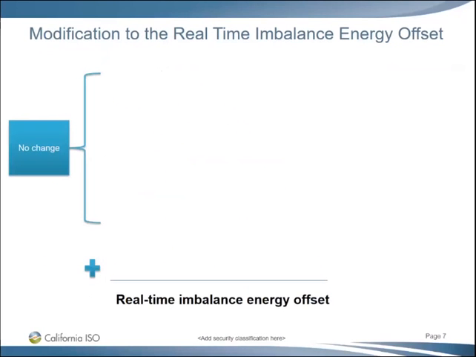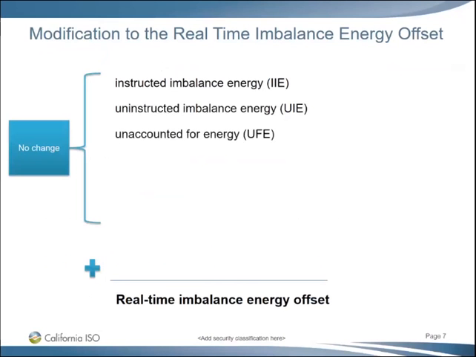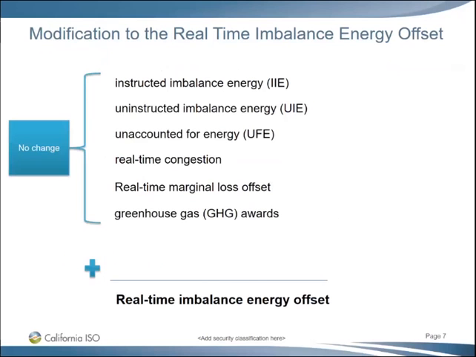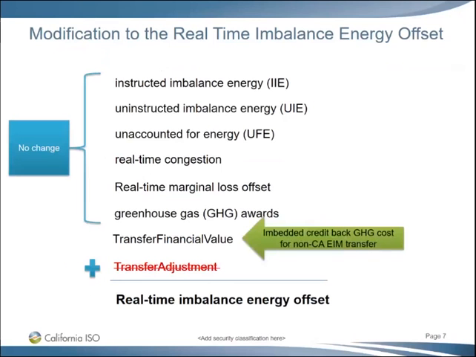But if we are looking at the modification of the RTIEO, you're still looking at all of those: the instructed imbalance energy, uninstructed, unaccounted for, real-time loss, real-time congestion, real-time marginal loss offset, and greenhouse gas (GHG) awards. What's changing is the transfer financial value. There's going to be a change in that, but also we're removing the transfer adjustment.